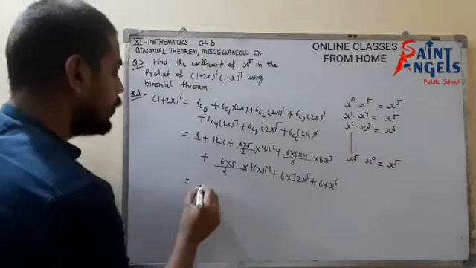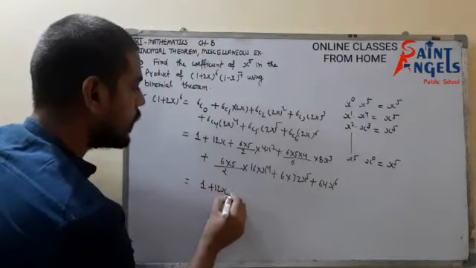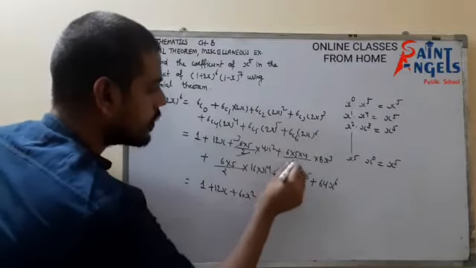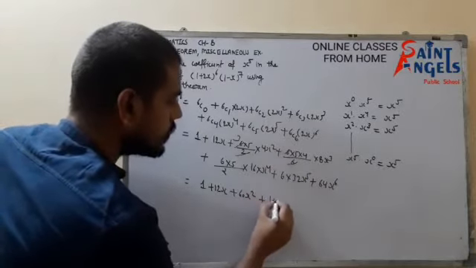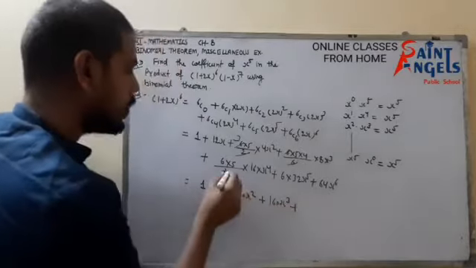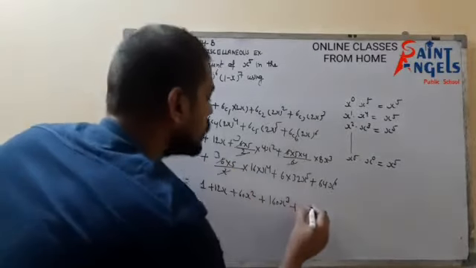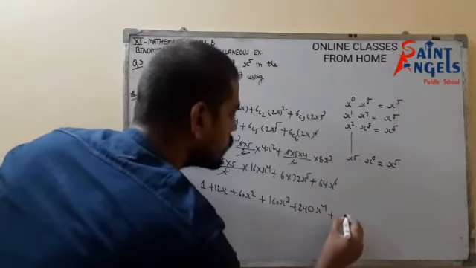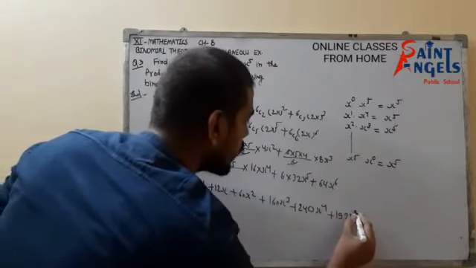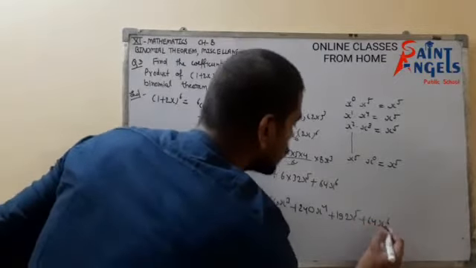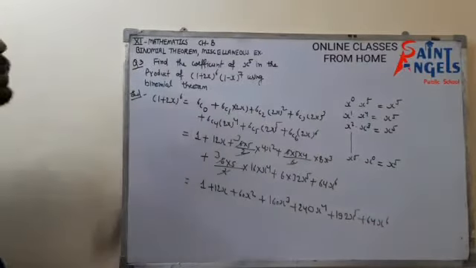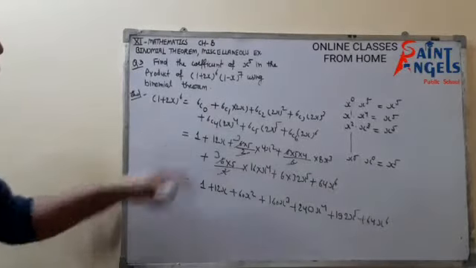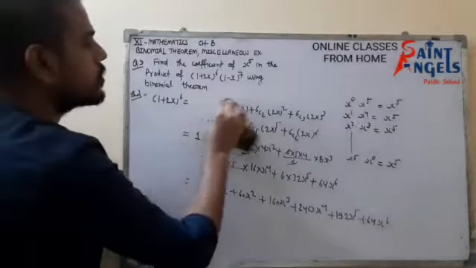Now, so it would be 1 plus 12x, 60x square, 160x cube, 90 and 240x to the power 4, 192x to the power 5 plus 64x raised to 6. This is (1 + 2x) to the power 6. So please pause the video and note it down. I will directly write this value over here. Okay, so I'm just writing out this expression.